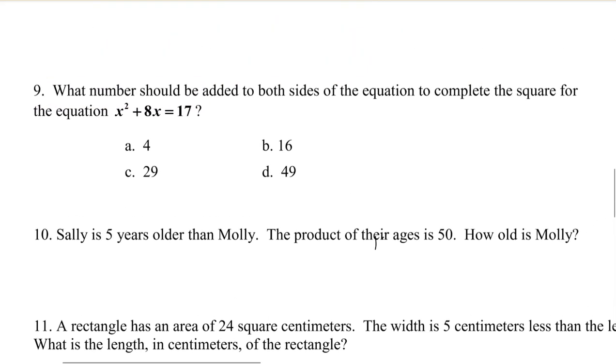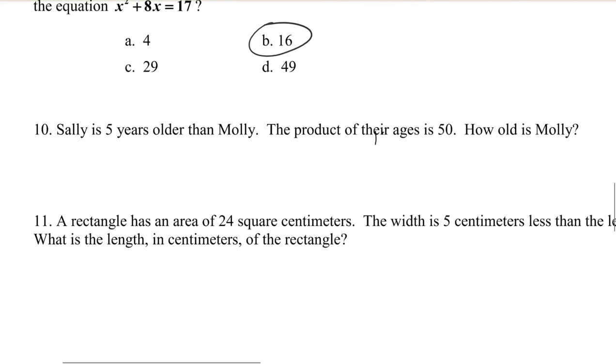What number would be added to both sides to complete the square? Half of 8 is 4. 4 squared is 16. Sally is 5 years older than Molly. The product of their ages is 50. How old is Molly? So if Sally is 5 years older than Molly, then that will be m plus 5. And the product, so it should be m times m plus 5. There we go. And that equals 50.